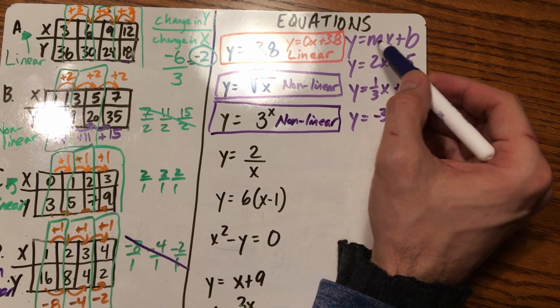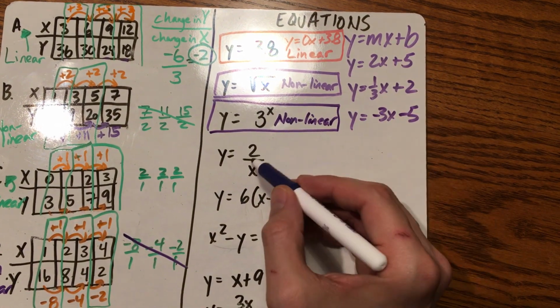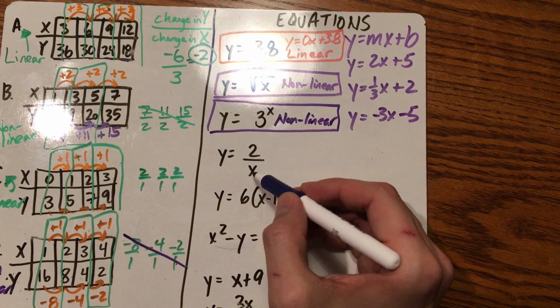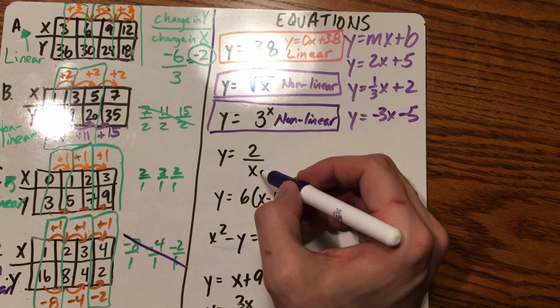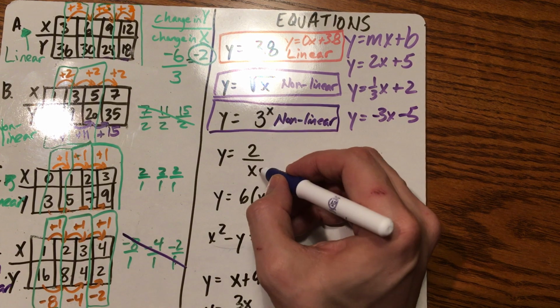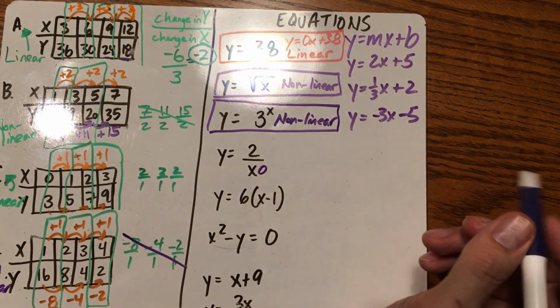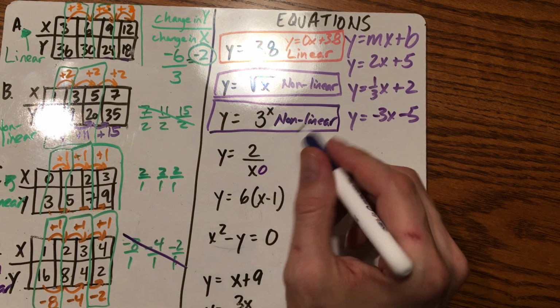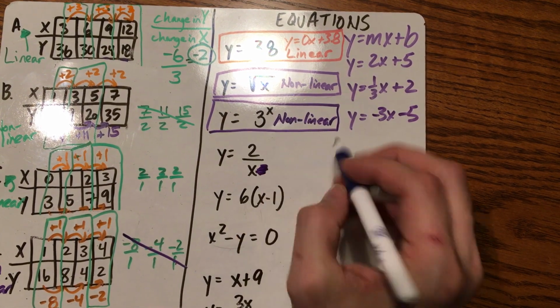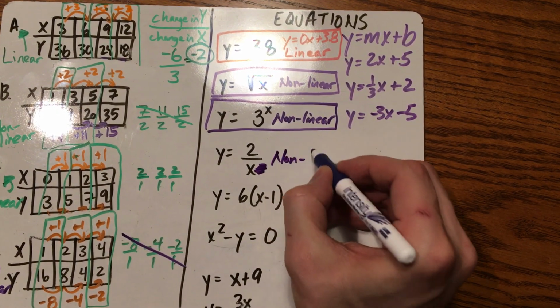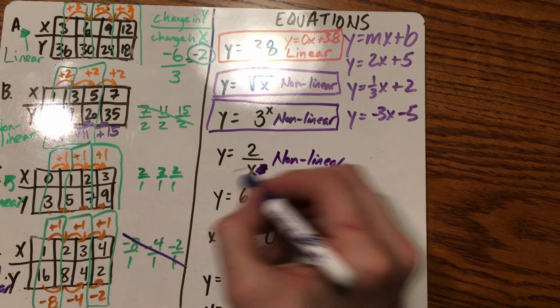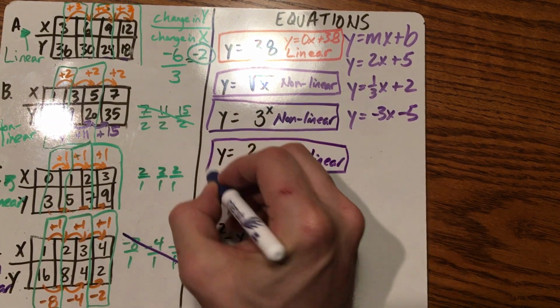This has the x being multiplied by something, not being part of a dividing question. The x cannot be in the denominator, right? Because if you think about it, this couldn't equal 0. If we made this 0, now all of a sudden the question is impossible because you can't divide by 0. So x cannot be in the denominator. These are all bad examples. None of these are going to make lines.